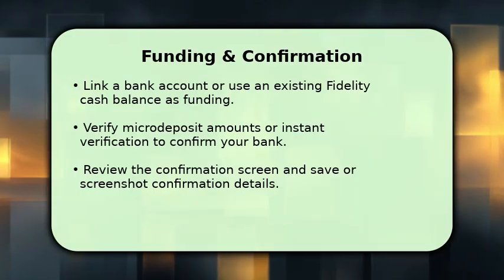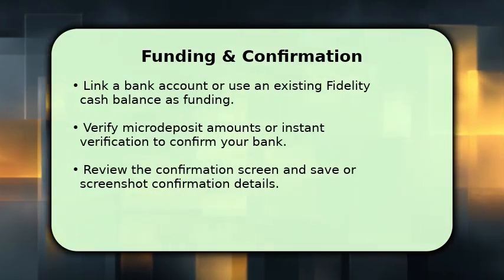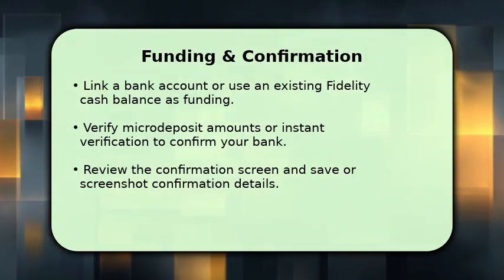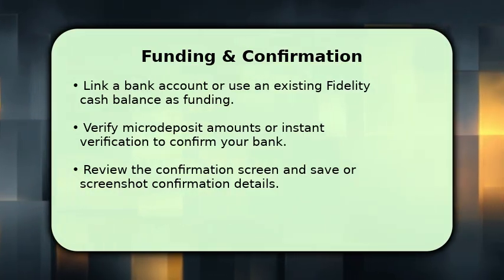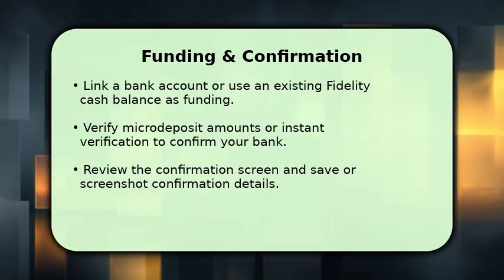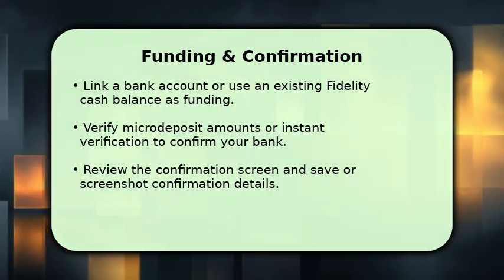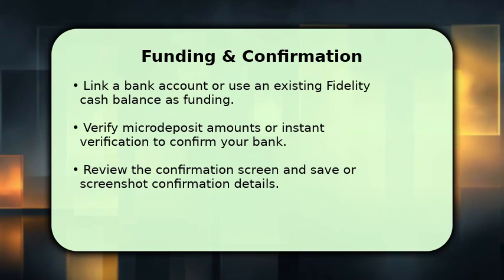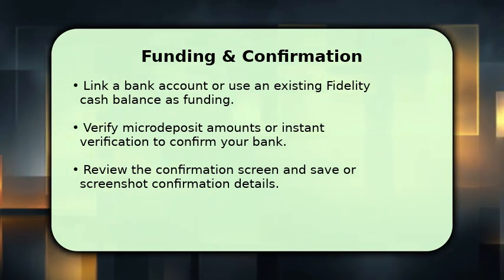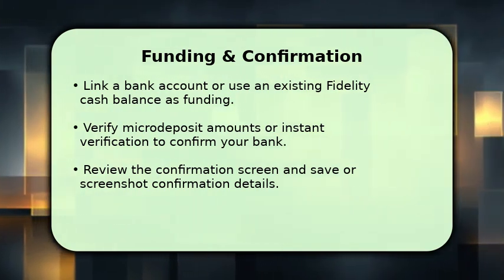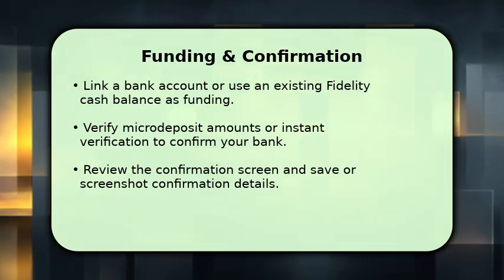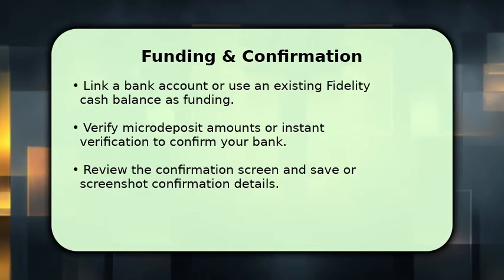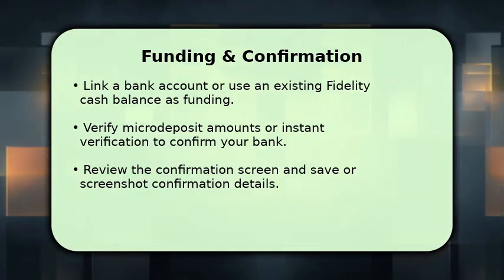Linking and confirming your funding source complete setup smoothly. Use instant verification if available, or confirm microdeposits to authorize the external bank. You can also use an internal Fidelity cash balance if preferred. Double-check the contribution amount, frequency, and target account on the final confirmation screen, then save or screenshot the confirmation for your records. Monitor the first transfer to ensure everything posts as expected and adjust if needed.